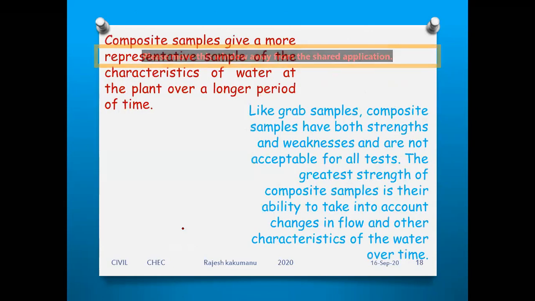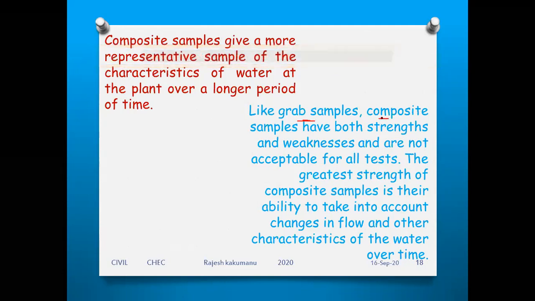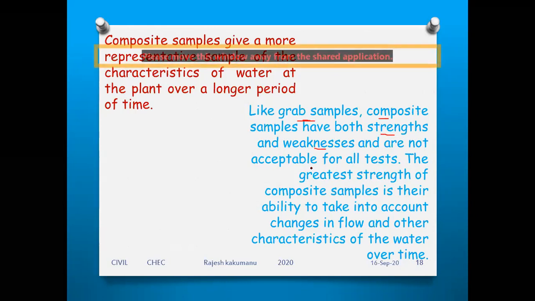So the composite samples give a more representative sample of the characteristics of water in the plant over a long period of time. Next, like grab samples, composite samples have both strengths and weaknesses and are not acceptable for all tests. So just as we test grab samples, composite samples also we test in the same way, and they have both positives and negatives, and are not acceptable for all the tests.